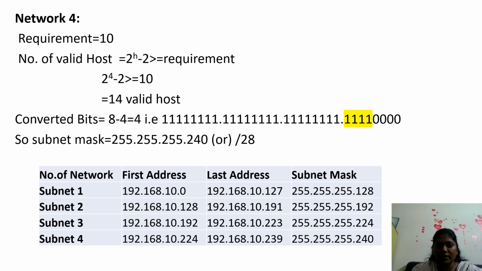Since we have 4 subnets which have the requirement of 100, 40, 20, and 10, now what is the difference that we can see between FLSM and VLSM?